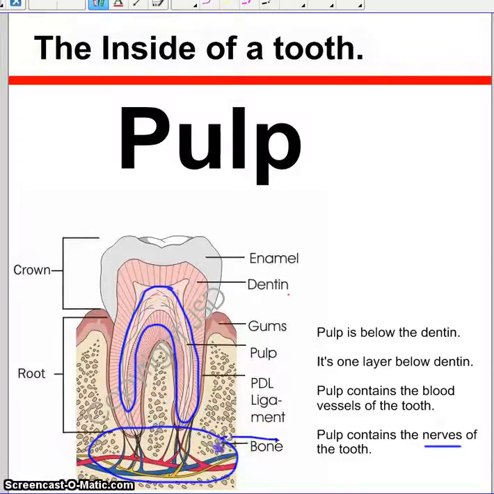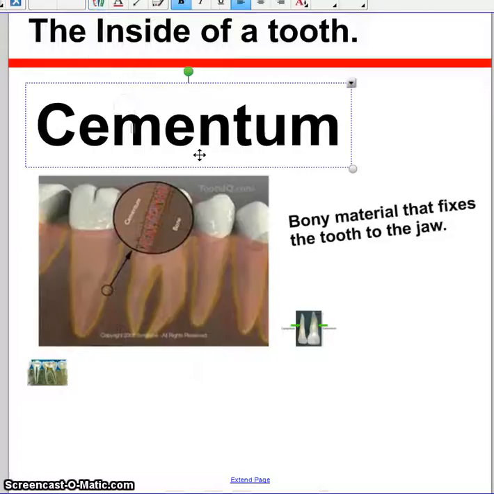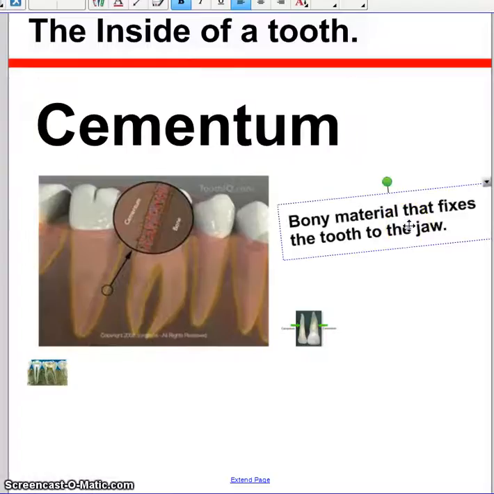Oh, guess what this is? Bone in your jaw, which leads us to the last slide. I know some of you are like, thank goodness, this video is kind of long. I apologize. It's called cementum. It's kind of weird, but it's a bony material that fixes the tooth to the jaw or to your bone.